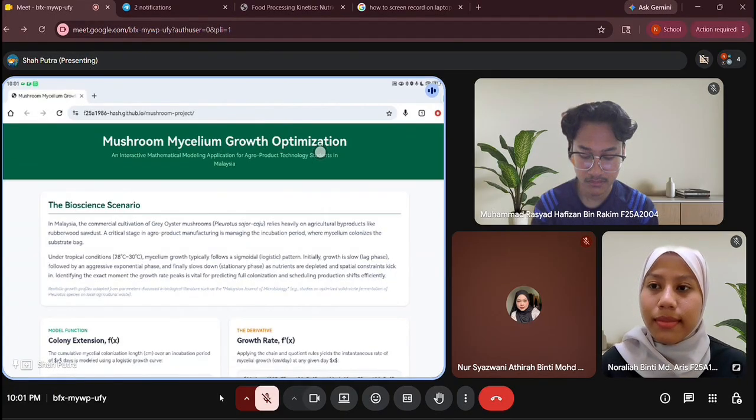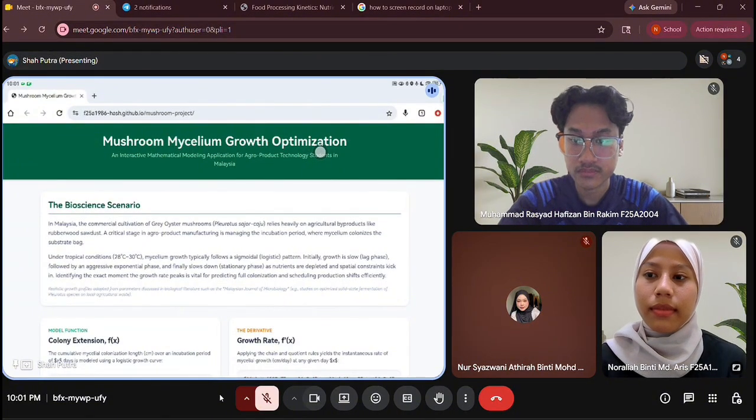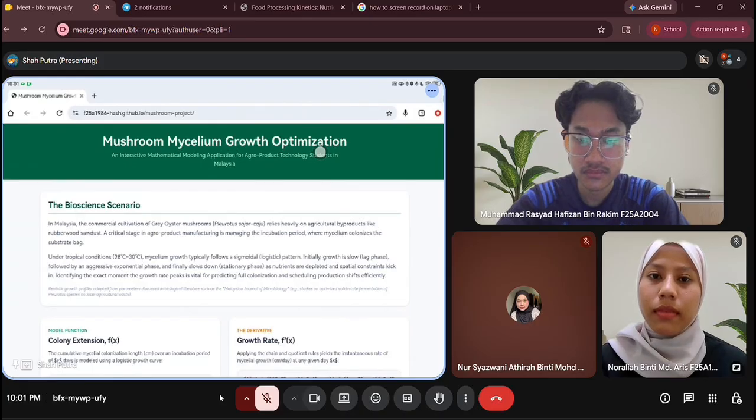The problem is it is hard to know if a wild mushroom is safe to eat or poisonous. Many mushrooms look the same. This project is important because eating the wrong mushroom can make people very sick. This web page helps people check mushrooms easily.